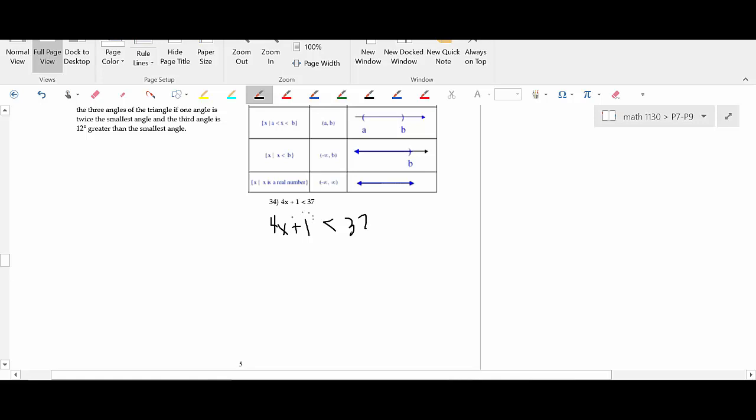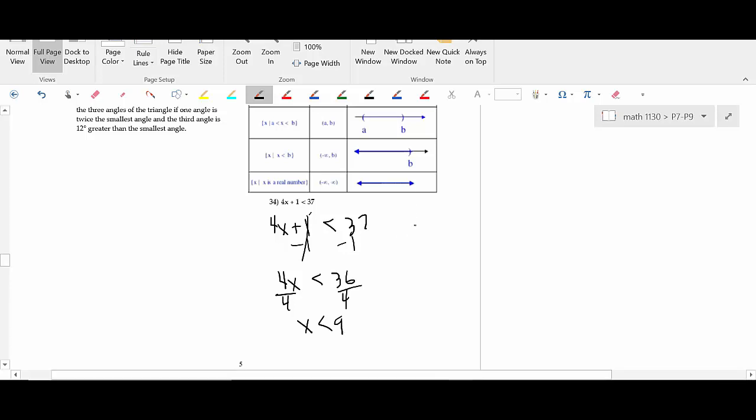Okay, so the first thing is you don't want the 1 there, so you can just subtract 1 from both sides. And you can do that in your head. So you'd have 4x is less than 36. And then if you divide by 4, you would have x is less than 9. So inequalities only have one slight difference that I'll talk about in a minute. So you also want to remember this.